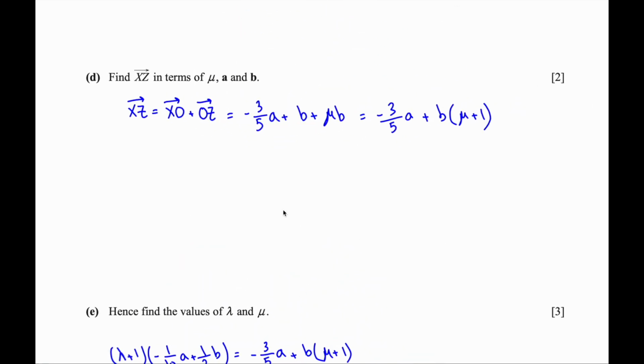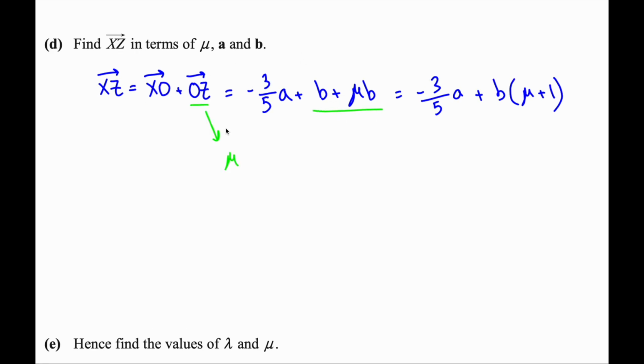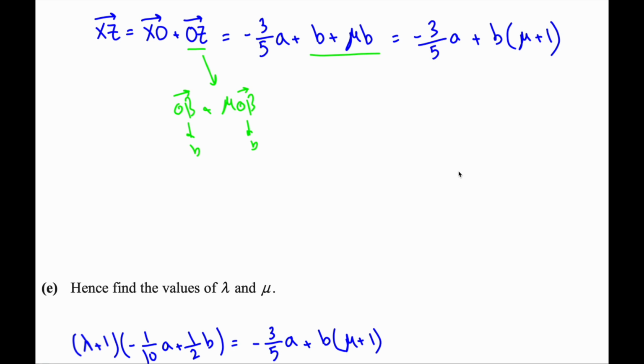I'm told that OZ is B plus mu B. The reason I wrote it as B plus mu B is because OZ is OB plus mu OB, and OB we already know is B, therefore you get B plus mu B. You just have to combine the B's together, therefore you get negative 3 over 5 A plus B times mu plus 1. And in the last part, part E, we have to find the value of lambda and mu.